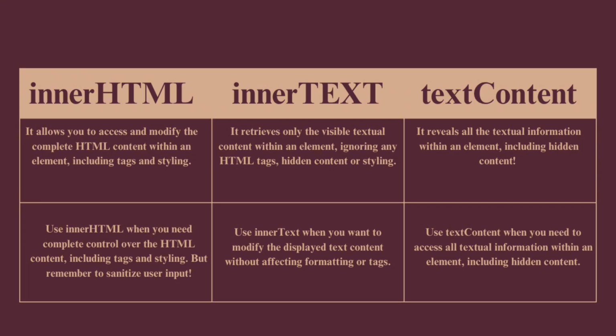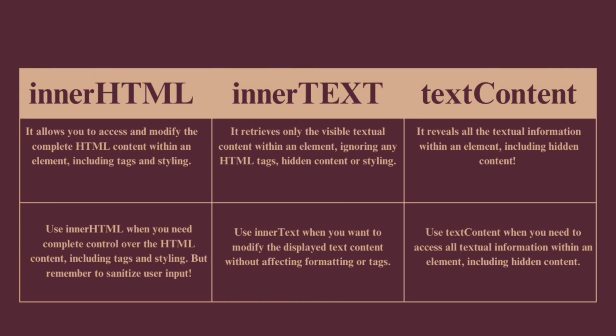So what are the key differences between all three? Let's go over it again. For InnerHTML, you can use it to access and modify the complete HTML content, including your child elements, your style, your tags, and everything. InnerText can be used to access and modify text that is visible to the user. It does ignore hidden elements. And TextContent accesses and modifies all textual content, including hidden content.